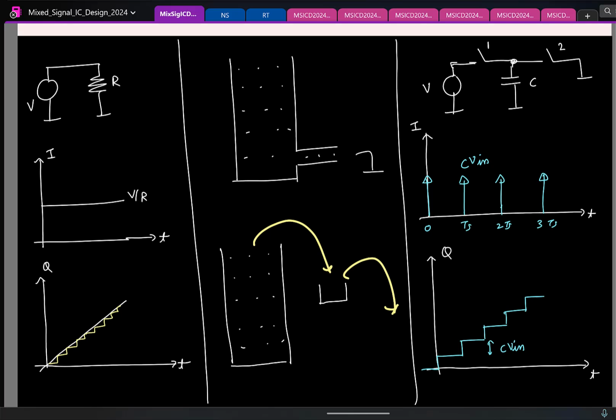Okay. And this is what people did. So now, if you look back at a normal continuous time integrator, this was the circuit. Right? Here, if this is R and this is C, what is the transfer function?